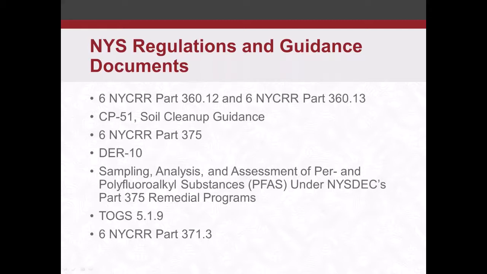First one there, the 6 NYCRR Part 360. Those are your solid waste regulations. There are some protocols in there as far as sampling fill type material relative to solid waste. And we'll go a little more in detail with these in some later slides. But as you look down through there, the second, third, and fourth bullets pertain to New York State DEC's Division of Environmental Remediation. So how you investigate sites, how you remediate sites, what you establish for criteria to make sure sites are remediated properly. So that's in your commissioner policy, CP-51, 6 NYCRR Part 375 and your Division of Environmental Remediation DER-10 document.